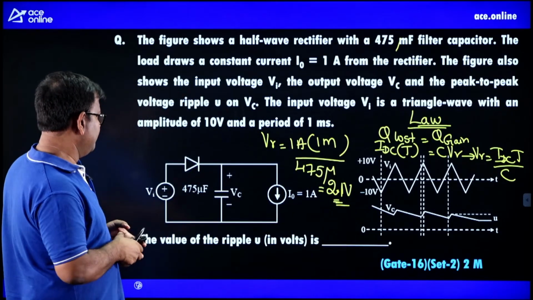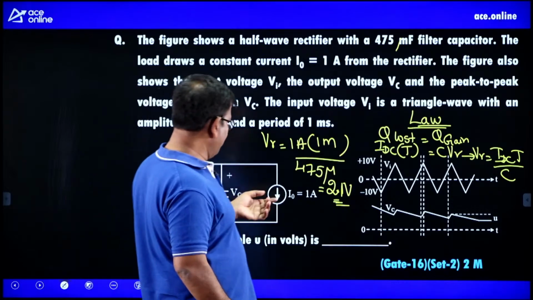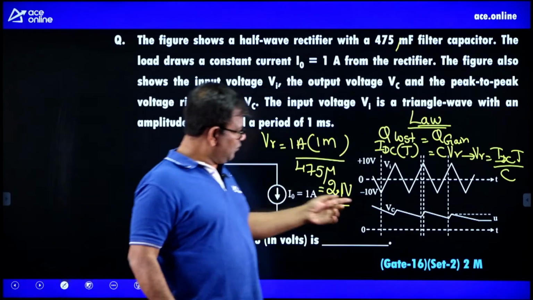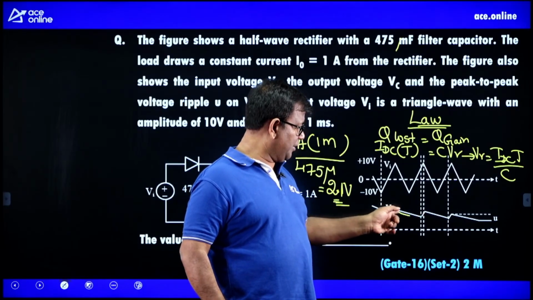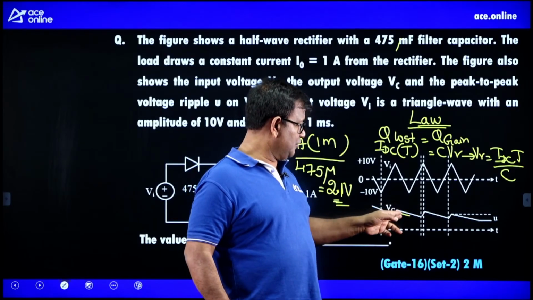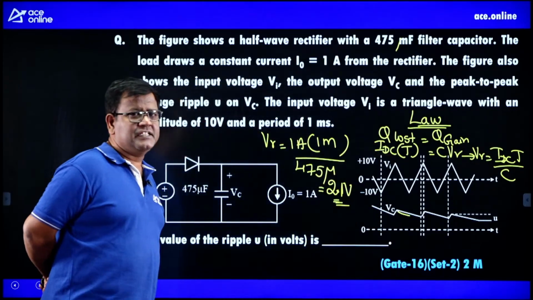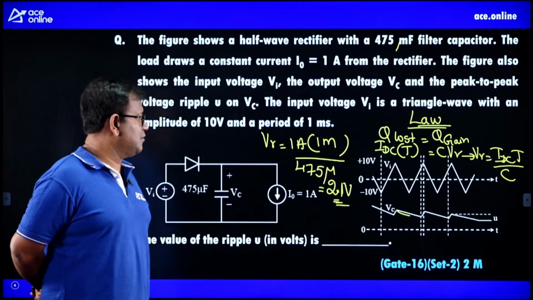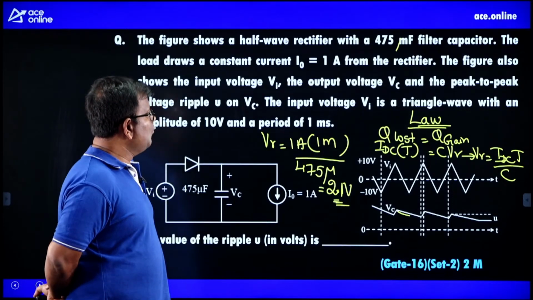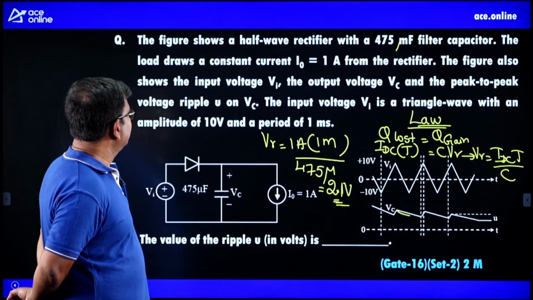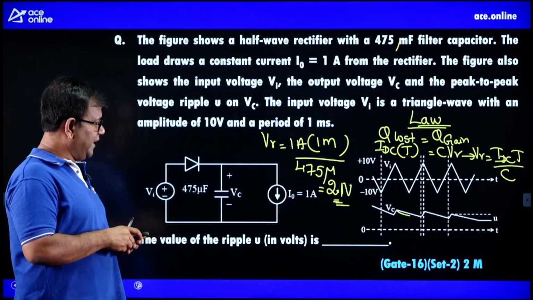So I repeat, the law of conservation says that what you lose here is what you gain in this duration. So charge lost is charge gained. So charge in terms of current is I into T, and charge in terms of voltage is C into V. He wants V, so VR is IDC into T by C. Fine. So this is again a GATE problem.